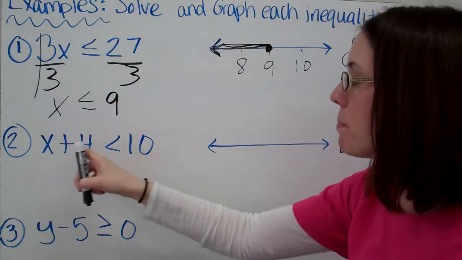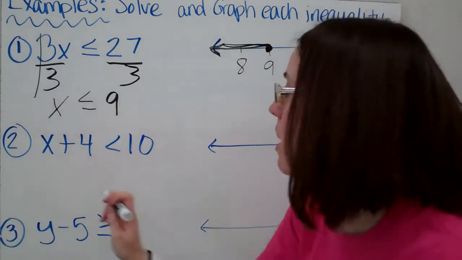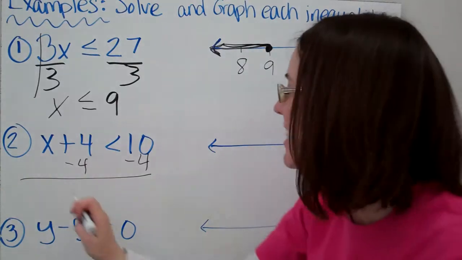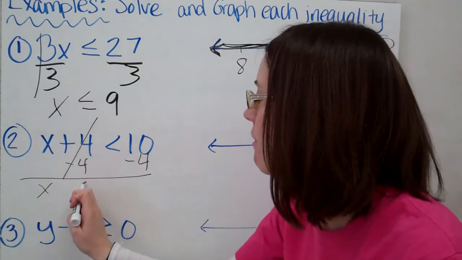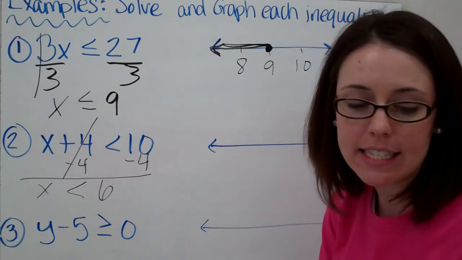Number 2, x plus 4 is less than 10. How do we get rid of a plus 4? The inverse operation is subtraction. So let's subtract 4 on both sides. Your 4's cancel. You're left with x is less than 10 minus 4 is 6. X is less than 6.